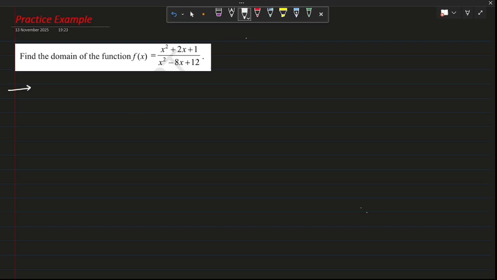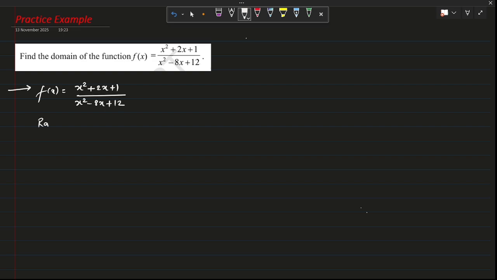So here we are taking some practice examples which are miscellaneous from unit 1, unit 2, unit 3. So this is from unit 2. Example: find the domain of the function. The function is given here. f(x) = (x² + 2x + 1) / (x² - 8x + 12).